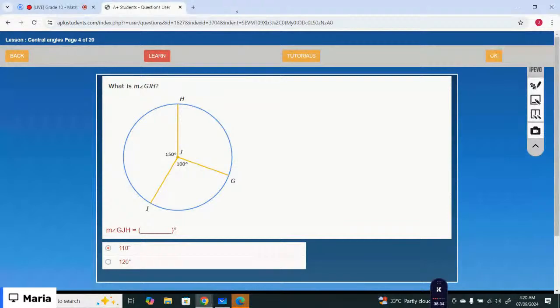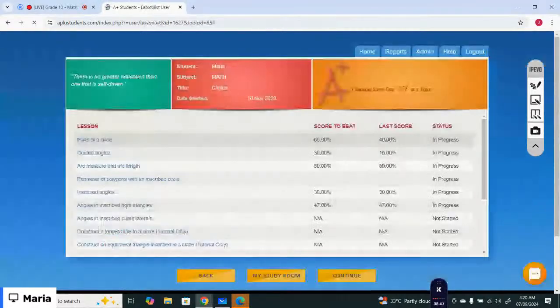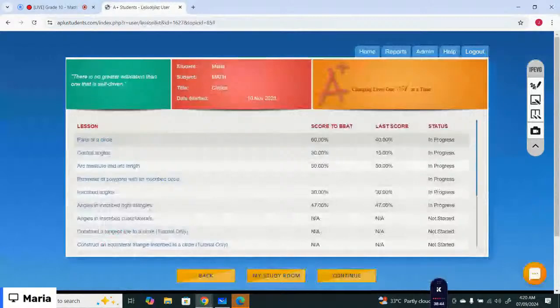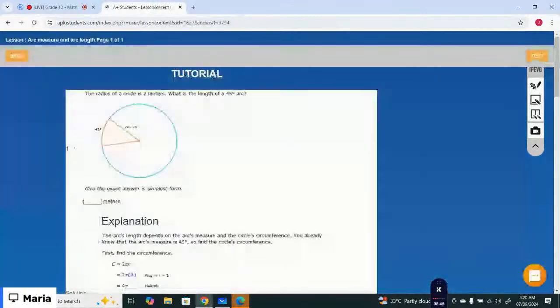Let me just move on to the next lesson, and the next is arc measure and arc length. Let's just start with the next lesson, right? Okay, the radius of the circle is 2 meters. What is the length of a 45-degree arc?